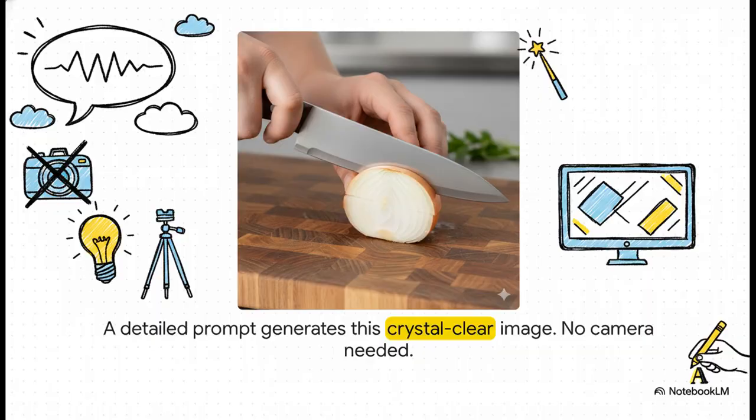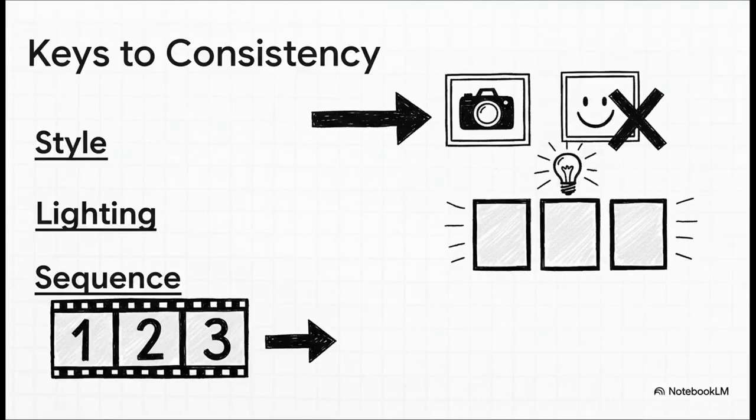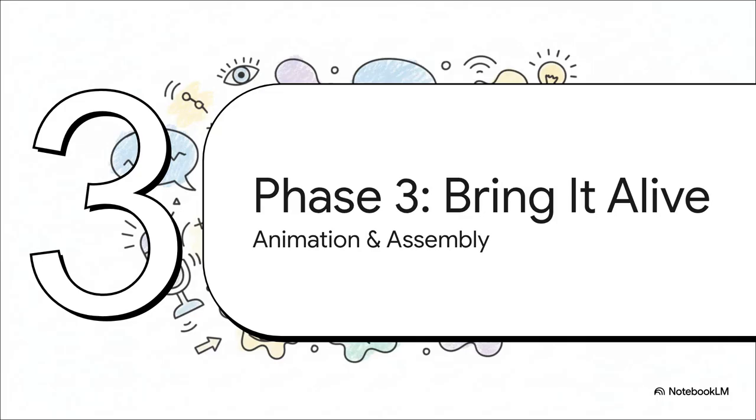It's pretty amazing. Now, of course, a video needs more than one image, so the key to making it look professional is consistency. You have to pick a style, like photorealistic, and just stick with it in every prompt. You do the same thing for lighting, and most importantly, you generate a unique, clean image for every single step in your process. And that brings us to the final step, phase three, bringing it alive.